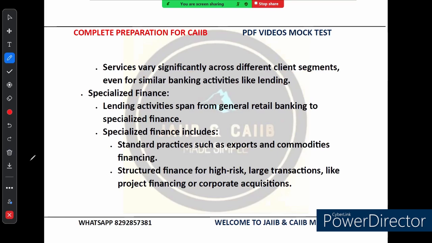Now when we talk about lending, there is more than just your standard personal loan. Banks also get involved in something called specialized finance. This is where things get a little more high risk. One example is export financing. Let's say a company is shipping goods overseas, and they need funding to cover the gap before getting paid. Banks step in to finance that, but the risk here is higher because it involves international trade, right, and different currencies.